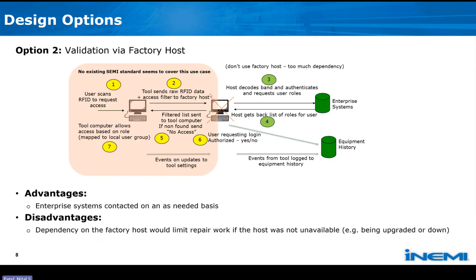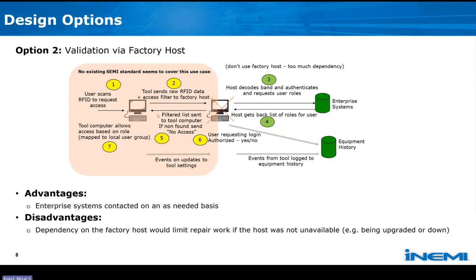So the other option was to use the factory host to do the authentication. The factory host already has communication with enterprise systems. Typically, you would be using your enterprise credentials to log into the factory host. But the issue with this is that if the factory host is unavailable, then again you have a problem accessing the equipment. So if you were doing some repair work or some PM activity on the equipment, and the factory host is being upgraded or replaced, or is in any state of unavailability, you would be unable to access the user interfaces on the tool.